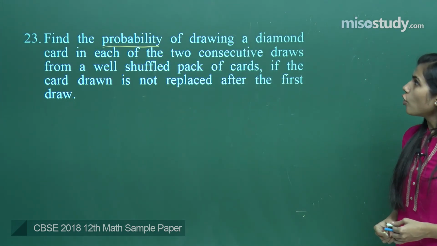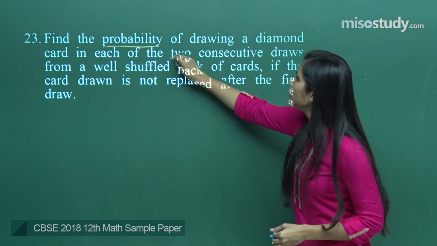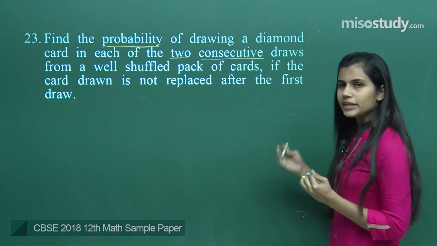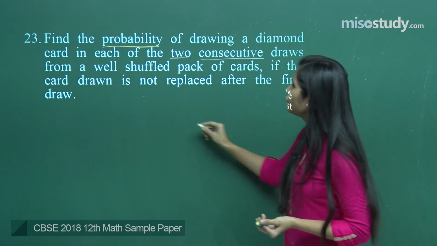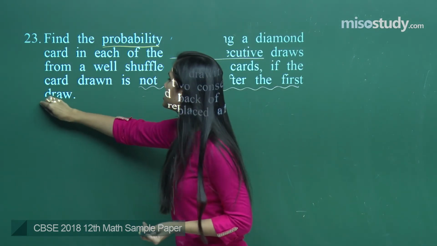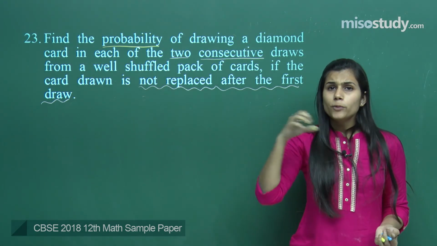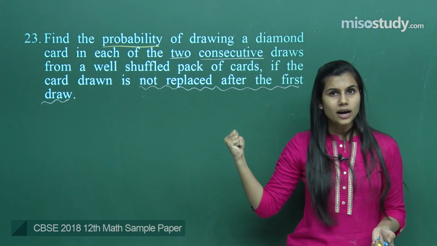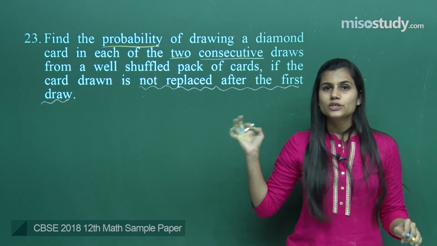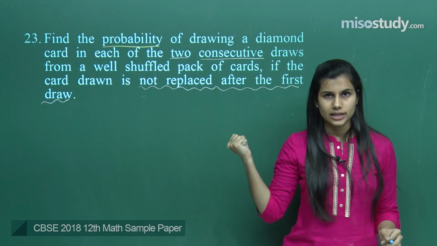Find the probability of drawing a diamond card in each of the 2 consecutive draws from a well shuffled pack of 52 cards, if the card drawn is not replaced after the first draw. That means there is a deck of 52 cards. You put your hand inside, drawing a card. Then this card is not put back inside that deck, and so now you will be left with 51 cards. You are again putting your hand in the 51 cards and drawing another card.